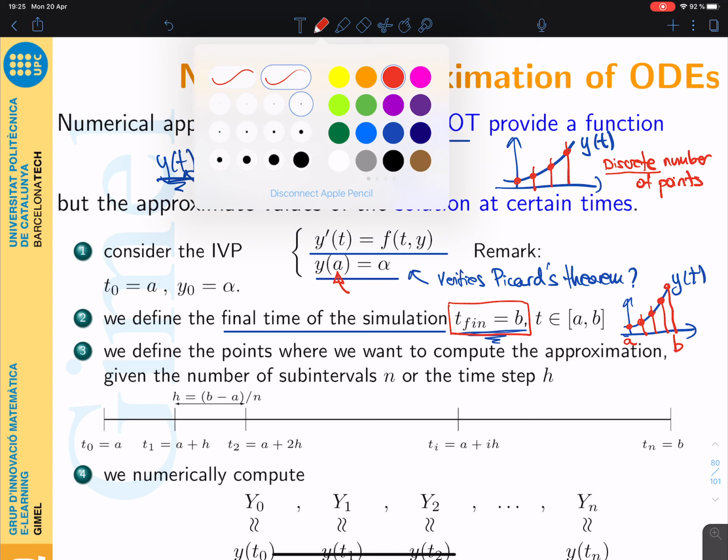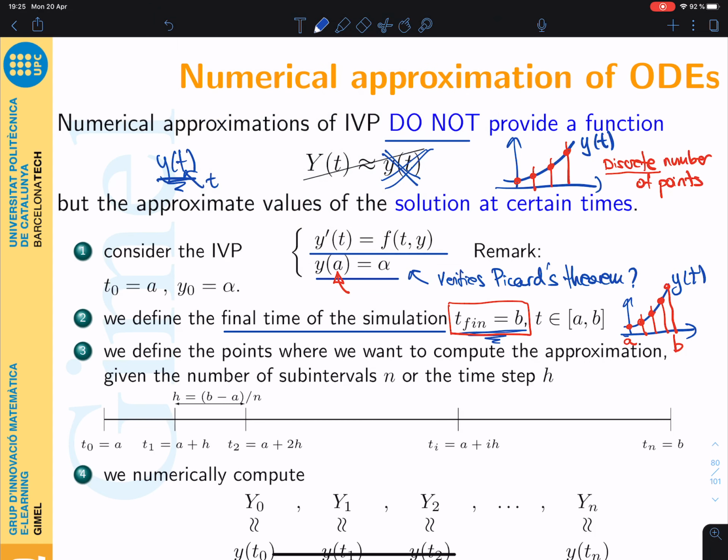Then the third step is what I think is the most important one, and it is discretization. Here is where we move from a problem with an infinite number of unknowns to a finite number of unknowns. I want to find the solution at specific points, and in order to do that, we define the points where we want to compute the approximation given the number of subintervals or the time step.